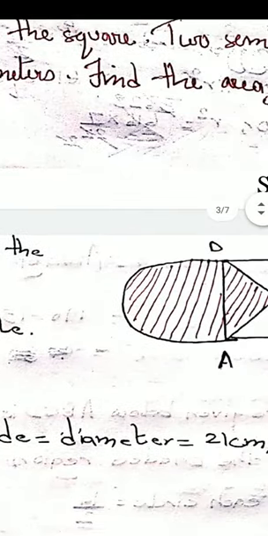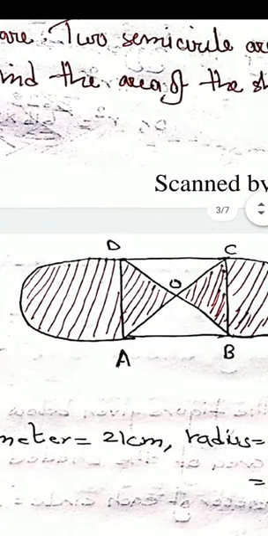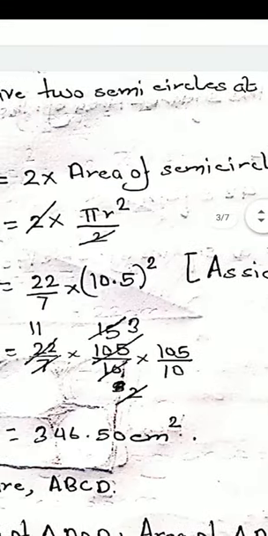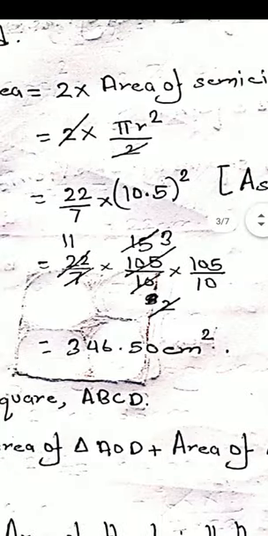How I got 10.5 square is, question has told us that the side whose length is 21 centimeter of the square will also be the diameter of this semicircle, and the radius is nothing but 21 divided by 2, that is 10.5. So that's how I got 10.5. So it will become 346.50 centimeters square.